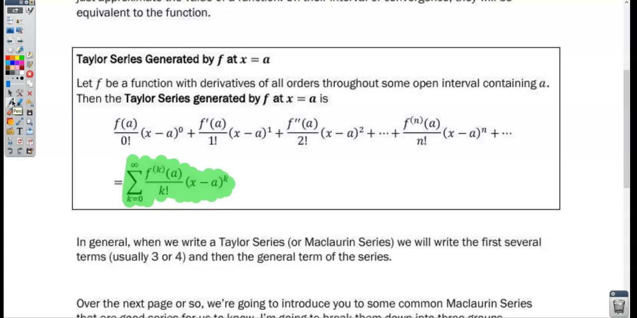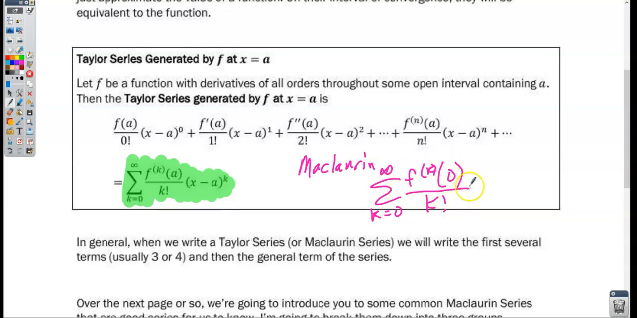That's the Taylor series at x equals a. If we want to talk about the Maclaurin series, the Maclaurin would be the sum from k equals 0 to infinity of the kth derivative at 0 all over k factorial times x to the k. And that's the summation notation for the Maclaurin series. That's a little wonky there, but you can see that's the kth derivative.